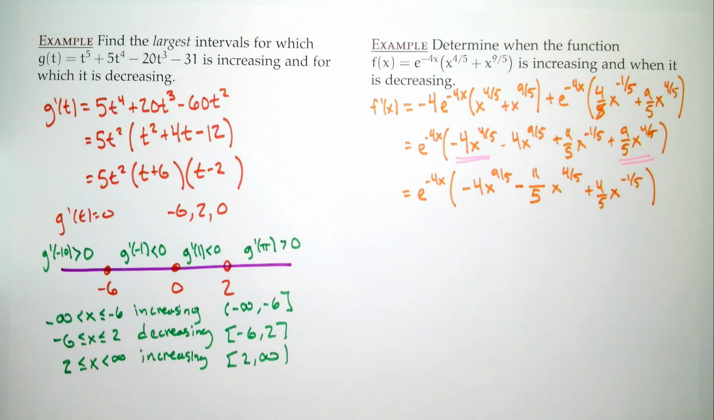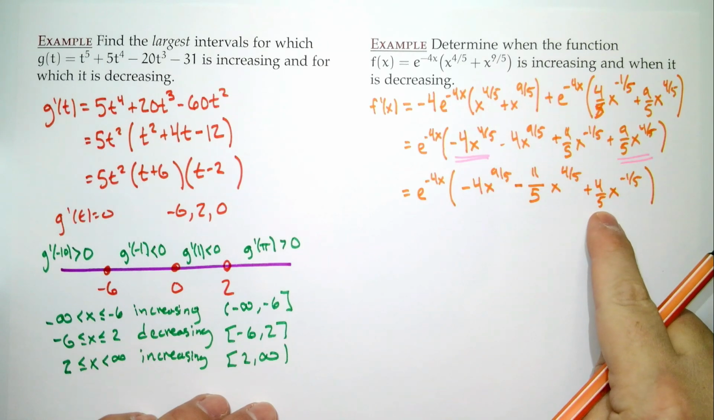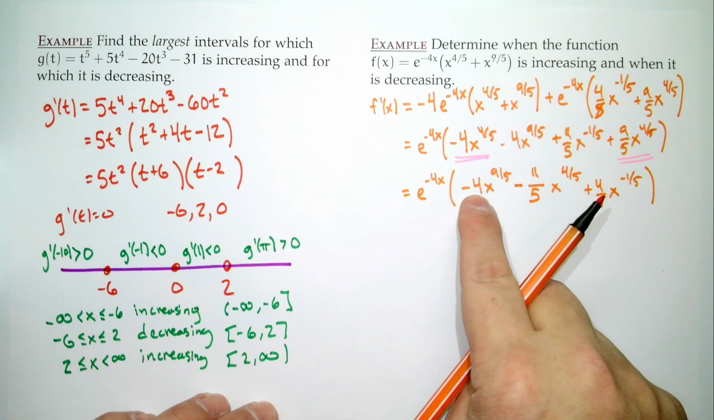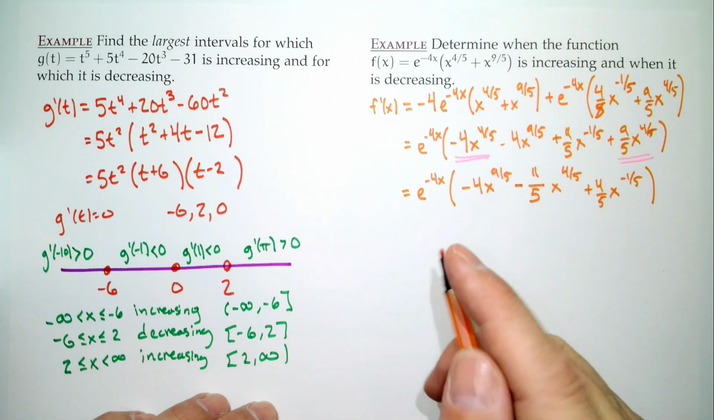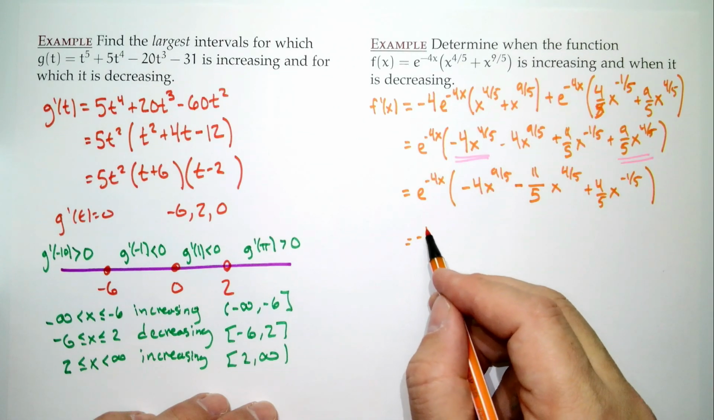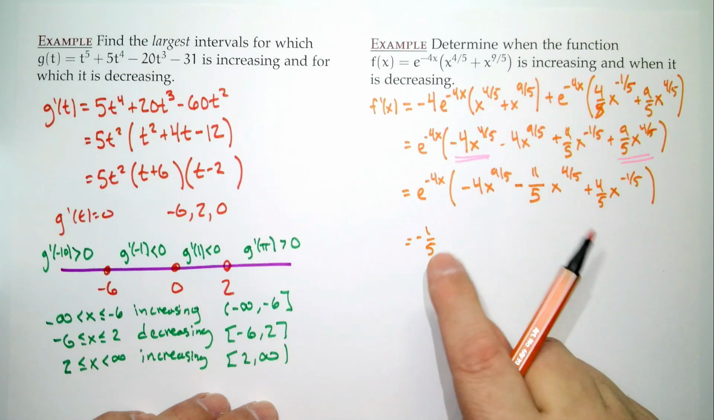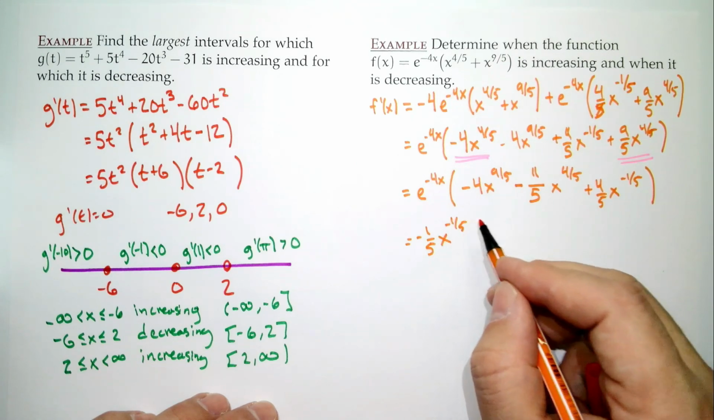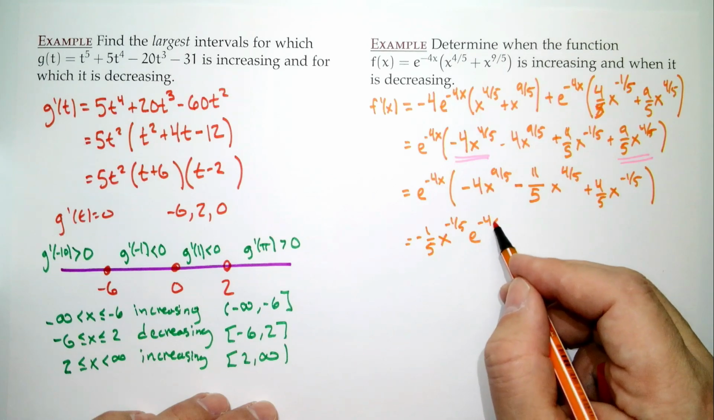Yeah, let's factor out x to negative 1/5. And also let's get rid of our fraction, so let's pull out a 1/5 so we can get rid of fractions. And let's make the leading term positive, so let's factor out a negative. So a little bit of action happening here. So negative 1/5, x to negative 1/5, pulling all that out, e to the negative 4x.